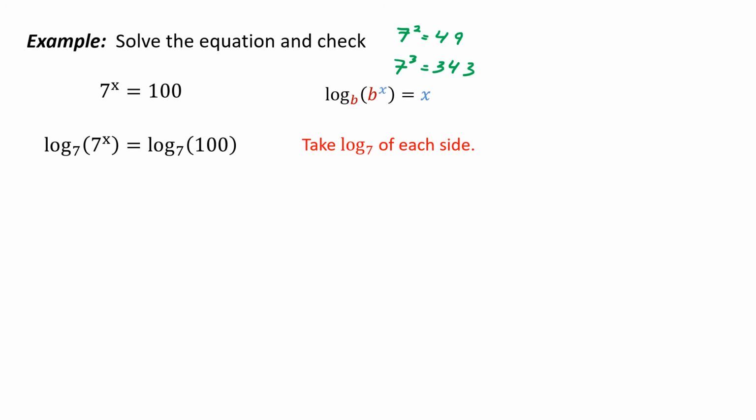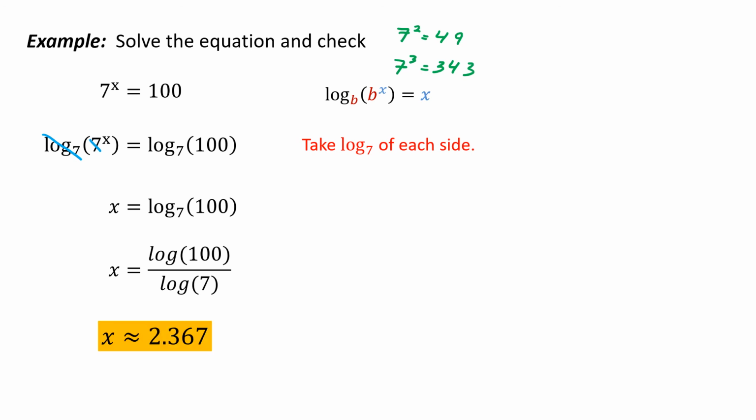And on the left side, we will be left with x. And this is actually the exact answer. However, usually the answer is approximated, so we could either type that into the calculator or use the change of base formula. The numerator is 2, denominator is a little less than 1, but just use the calculator, you get approximately 2.367.